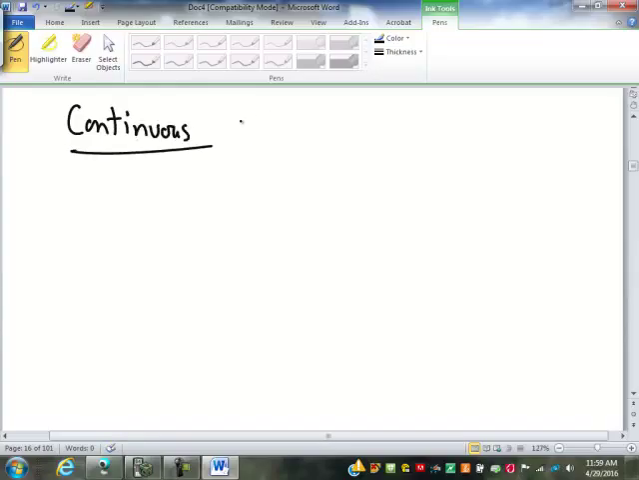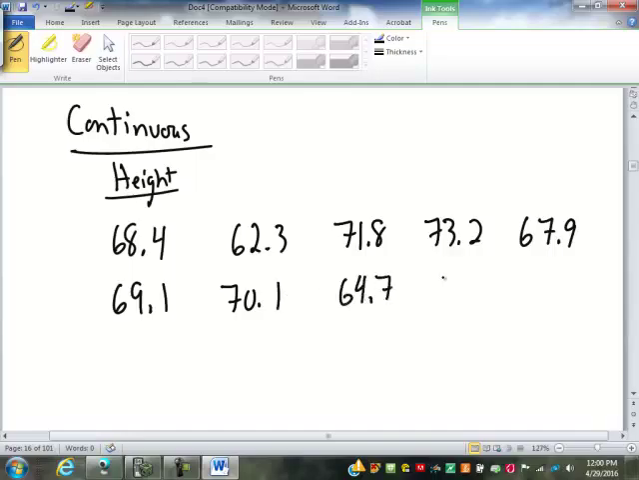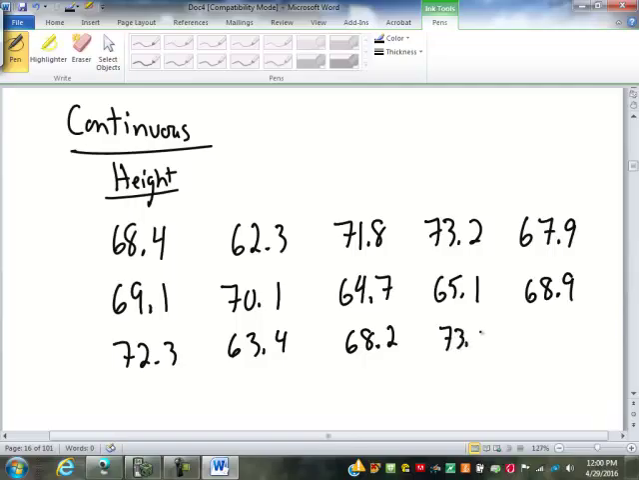If I have continuous data, an example might be height. Let's say we're measuring the height of several people. And let's just list out some heights here. Let's see, we're measuring to the nearest tenth of an inch. So someone who's 68.4 inches. I'm not going to the 50s. Let's go 62.3, 71.8, 73.2, 67.9, 69.1, 70.1, 64.7, 65.1, 68.9, 72.3, 63.4, 68.2, 73.1, and we're down here, 65.9. So that's only 15 listed out there.